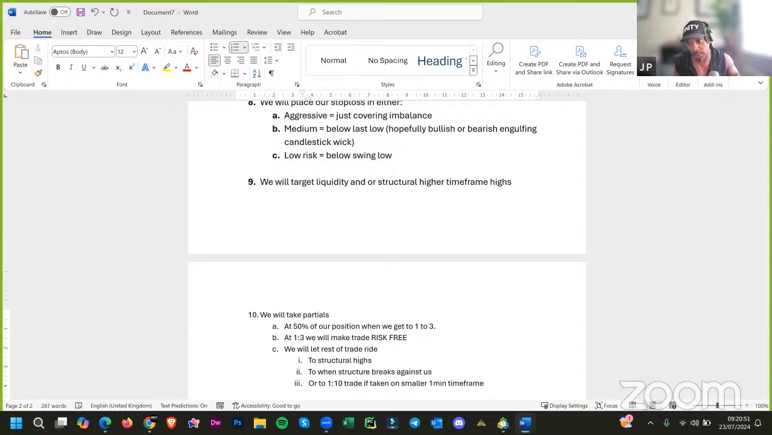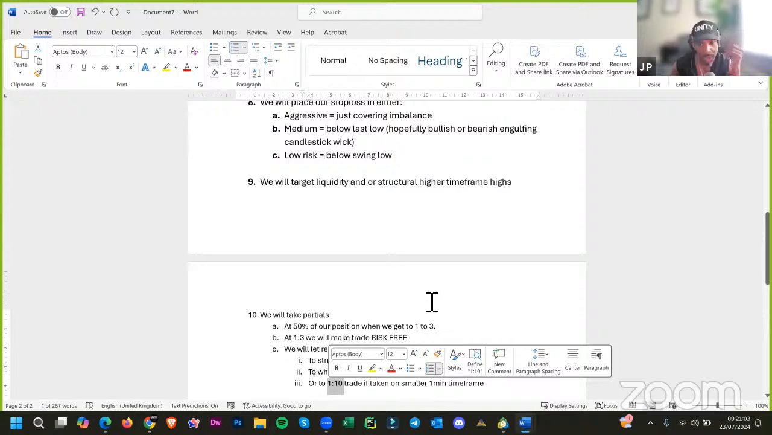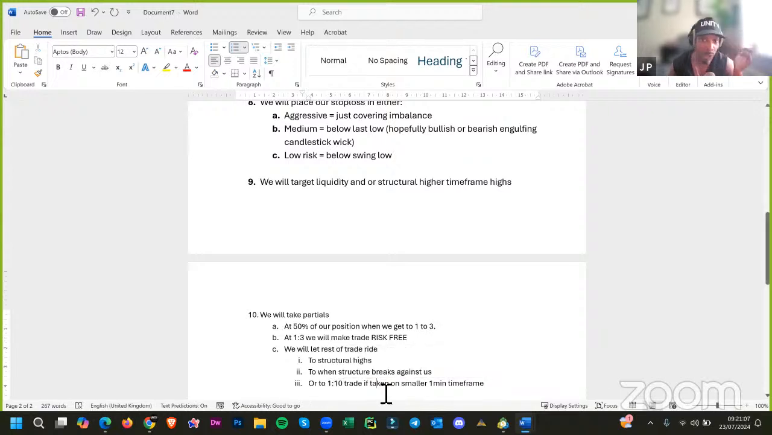Because you're not going to get a 1 to 10 trade if you took it looking at a 15-minute indication, correction, continuation, or bigger. The markets don't move that much, especially the markets that we look at, GU, US 30. You're not going to say I took it on an hour indication, correction, continuation, and let it run for 1 to 10, unless you're letting it run for months and months. All right. We will take partials.